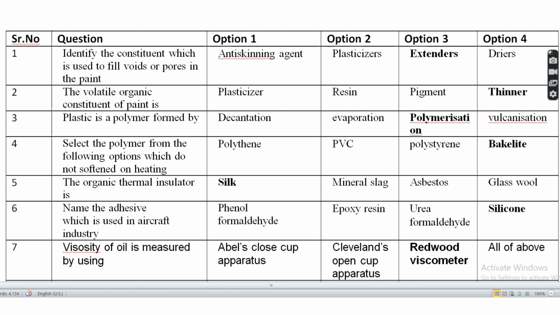The organic thermal insulator: out of these four, silk is the organic thermal insulator which is used below 50 degrees Celsius. Name the adhesive which is used in the aircraft industry. In the aircraft industry, out of these four, silicone is used as adhesive. Then, viscosity of oil is measured by using which of the following: Abel's closed cup apparatus, Cleveland's open cup apparatus, Redwood viscometer, or all of the above? It is measured by using the Redwood viscometer.